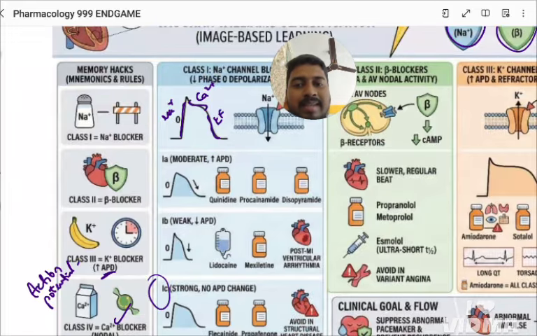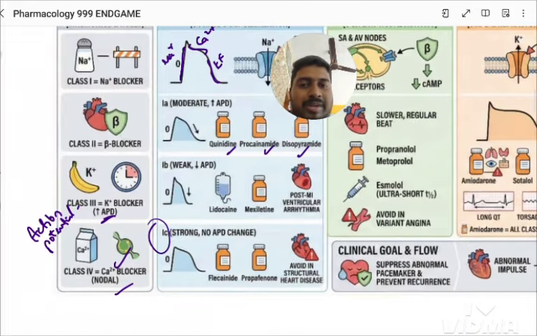Now the examples of this are quinidine, procainamide and disopyramide. There is no separate mnemonic to remember this, but quinidine, QPD, just like Queensland Police Department. So this QPD is for 1A.